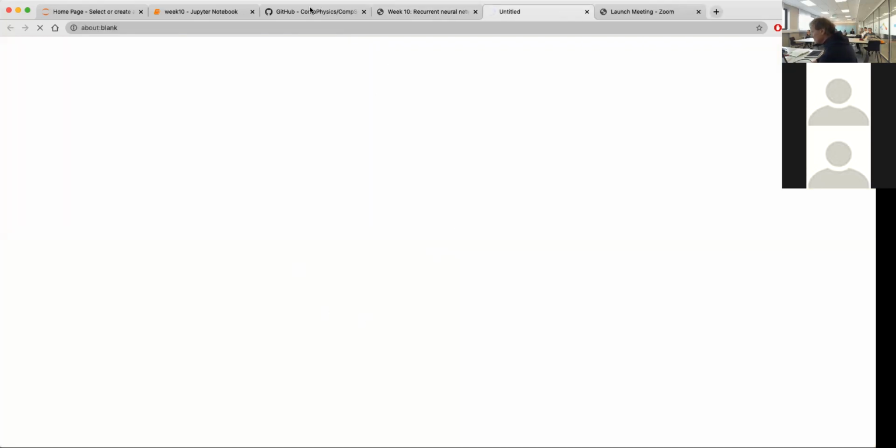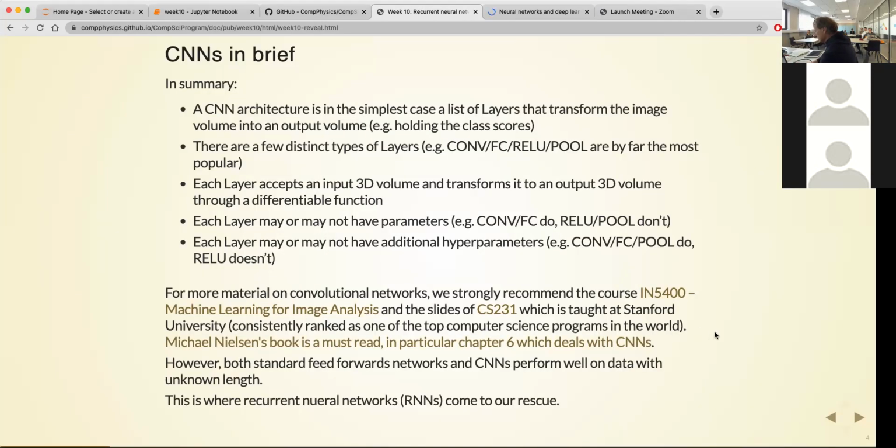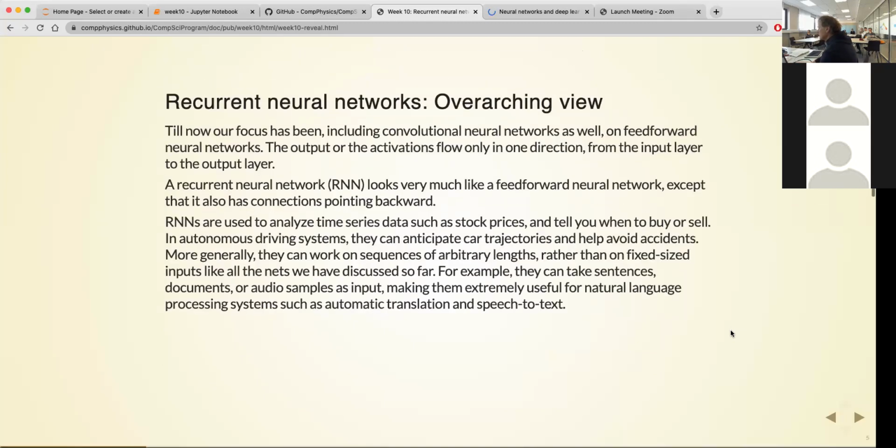Our focus has been on convolutional networks and feed forward, where the output of the activation function flows only in one direction, typically from the input layer to the output layer. A recurrent neural network is like a feed forward network, except that it also has connections pointing backward. And at each step you can have an external input.